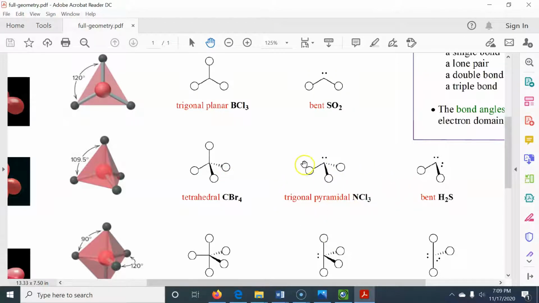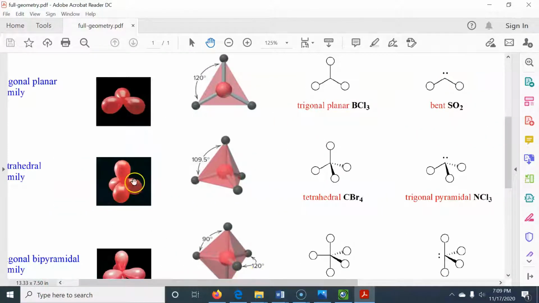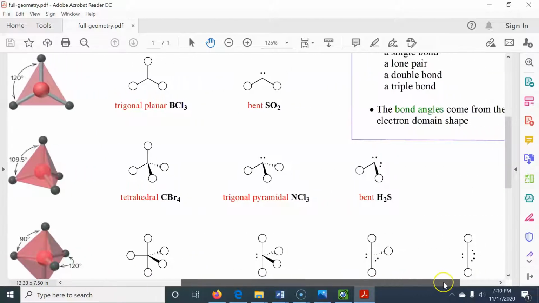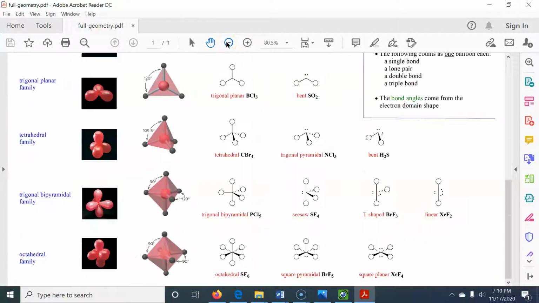Okay, but all the balloons are still there. All four balloons shown here. That's tetrahedral. Okay. Now what we're doing really is getting rid of balloons but maintaining the tetrahedral shape. All right. So the three members for the tetrahedral family are tetrahedral, trigonal pyramidal, and bent. You notice that, and we'll do some of these examples.